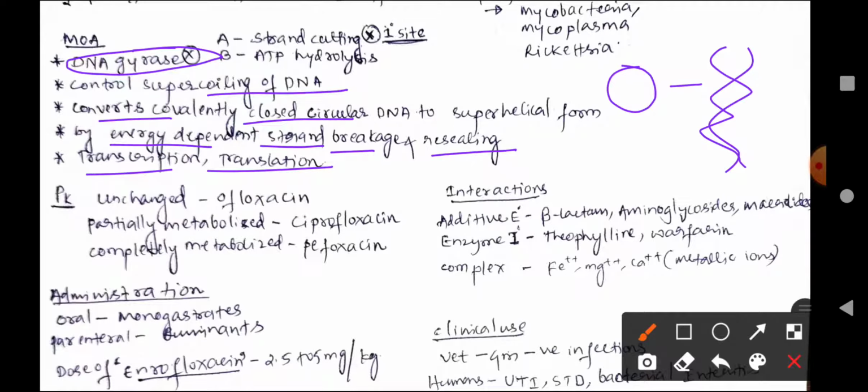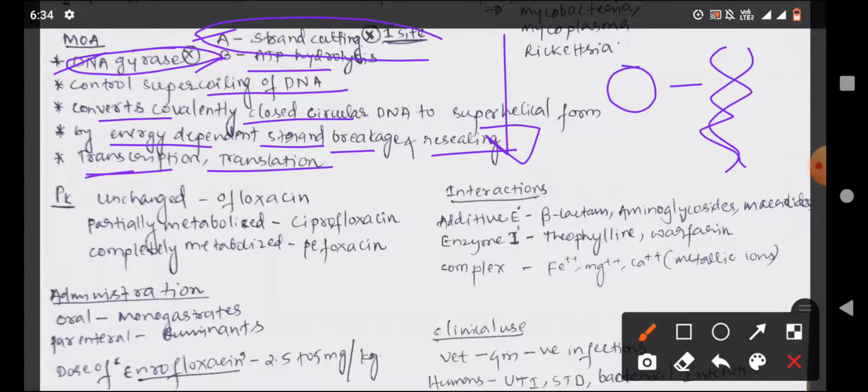Specifically, DNA gyrase contains two sites, A site and B site. The A site is responsible for strand cutting, that is DNA strand cutting, and the B unit or B site is responsible for ATP hydrolysis. These quinolones bind primarily to the A site of the DNA gyrase, thereby inhibiting the bacterial DNA gyrase, which eventually leads to the inhibition of transcription and translation.